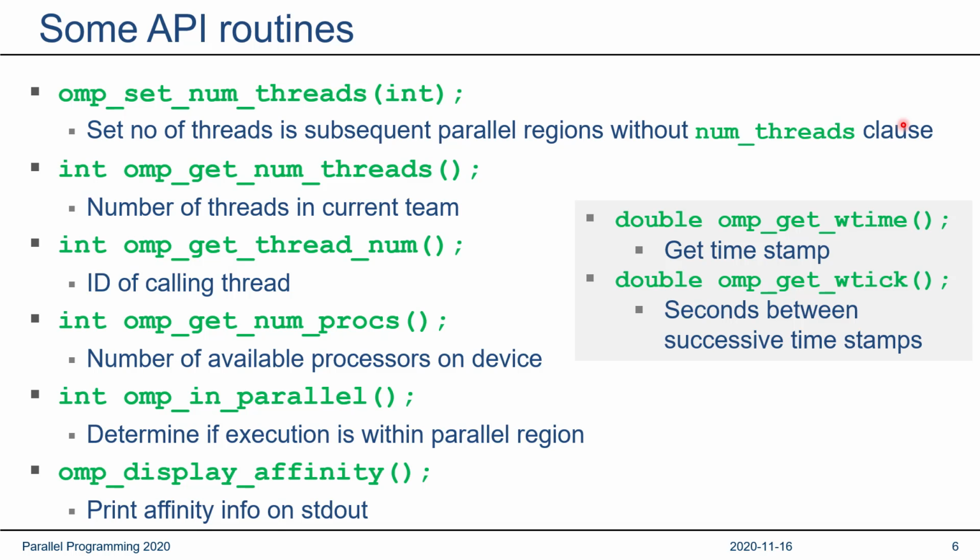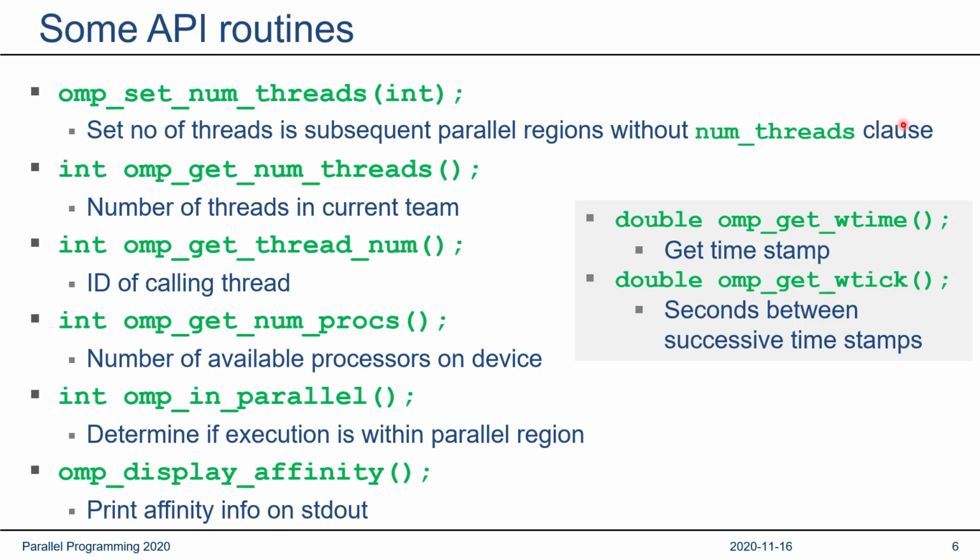And again, there's more than what I can tell you here. So these are the most important ones. We have omp_set_num_threads. So this sets the number of threads in the subsequent parallel regions where there's no num_threads clause, which means the OMP_NUM_THREADS variable is not the only way you can influence the number of threads. You can also set it from the program.